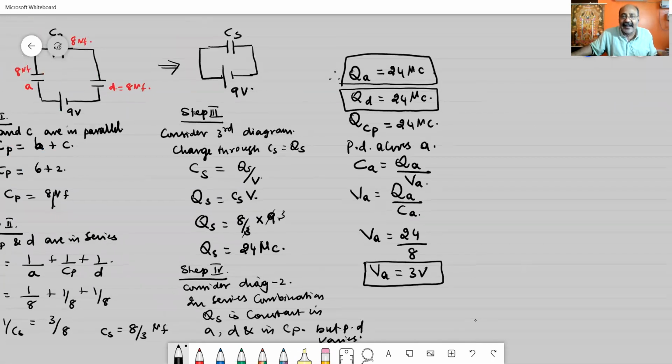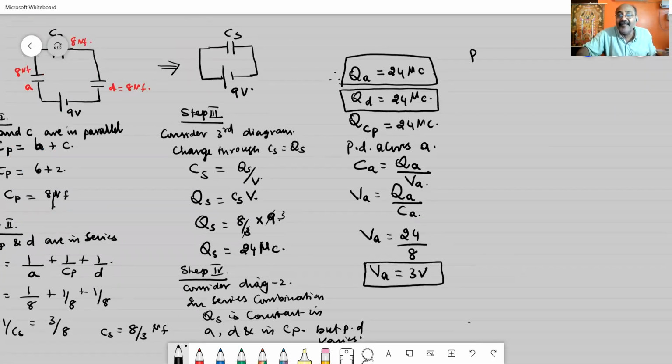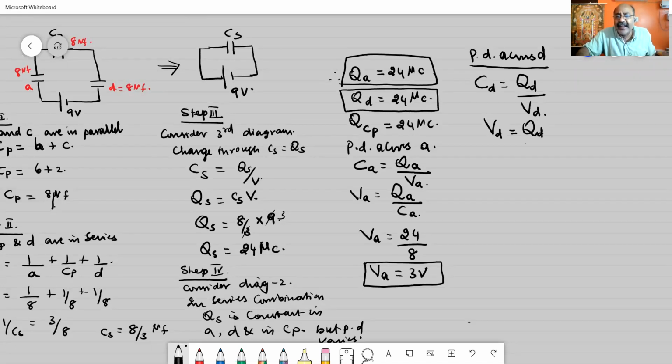Similarly, let us consider the potential difference across D. I can write like this: capacitance of D is equal to charge across D divided by potential across D. So potential across D is equal to charge across D divided by capacitance of D. So potential across D is equal to 24 microcoulomb divided by 8 microfarad. So potential difference is equal to 3 volt.